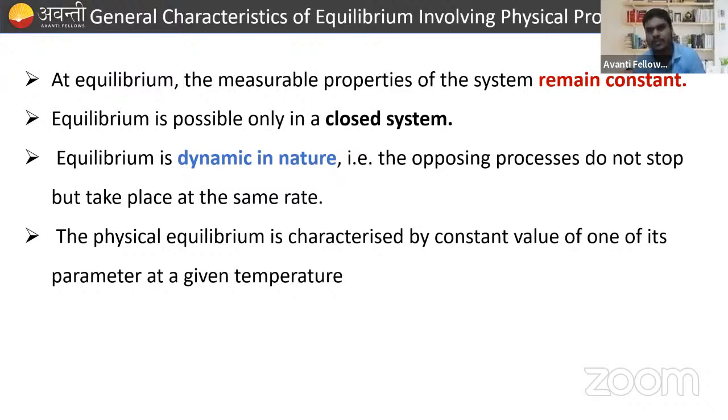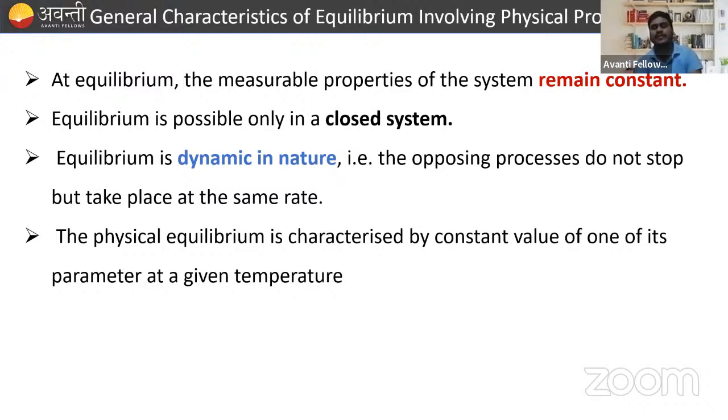Basically, dynamic means the opposing processes do not stop but take place at the same rate, right? So equilibrium is dynamic in nature. That is, the opposing processes do not stop but take place at the same rate. For example, sometimes you observe that there is no change in the concentration of the reaction. So we can say that it attains equilibrium, or that this is static equilibrium in nature. There is no change happening there. But no, this is not true.